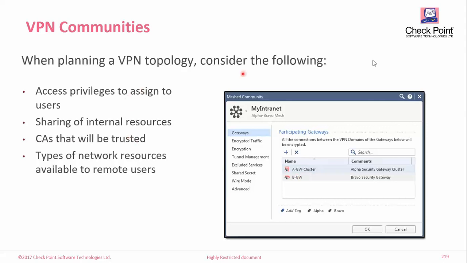When planning a topology, your considerations are access privileges assigned to users, the sharing of internal resources, what type of authentication will be trusted, and the types of network resources available to remote users. So basically, who are we going to allow in? How are they going to authenticate? Once they are in, what are we going to allow them to access?